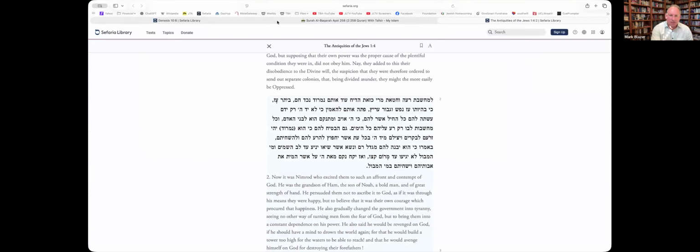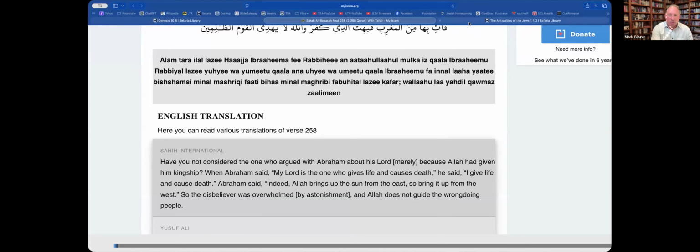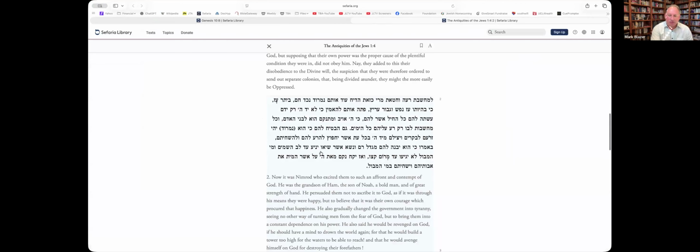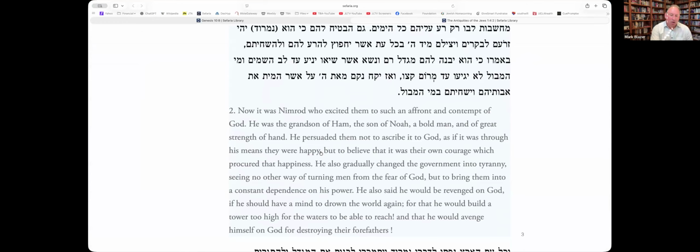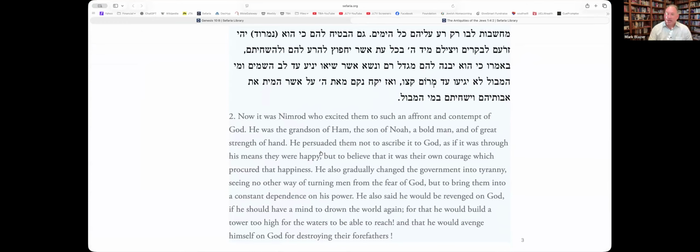This is Josephus's use of midrash, and I want to show you because Josephus was writing a history for people who didn't even have the Bible in front of them. So this is 600 years before the Quran. Look how you get this. "Now, it was Nimrod who excited them to such an affront and contempt of God. He was the grandson of Ham, son of Noah, a bold man of great strength of hand. He persuaded them not to ascribe it to God, as if it was through his means they were happy, but to believe that it was their own courage which procured the happiness."